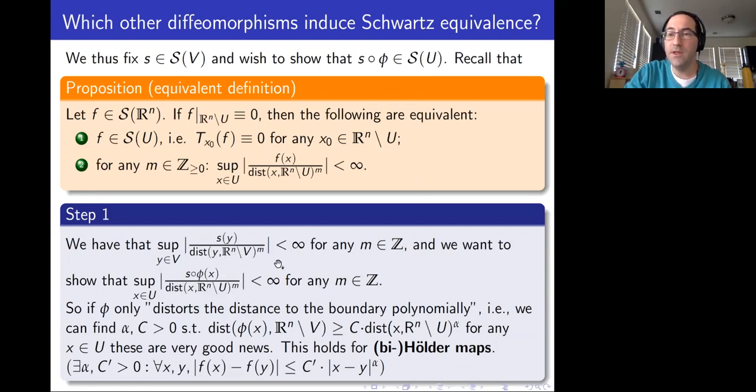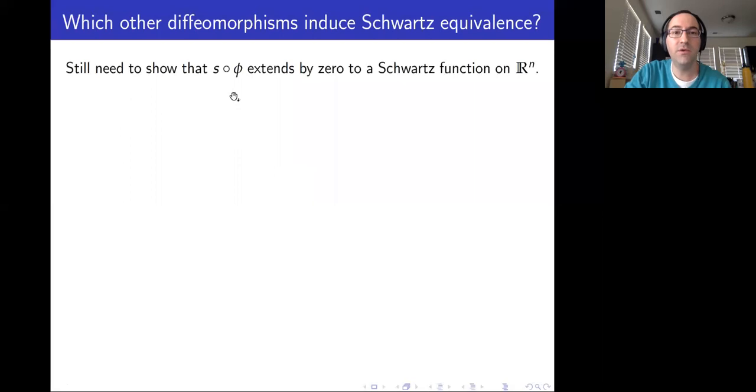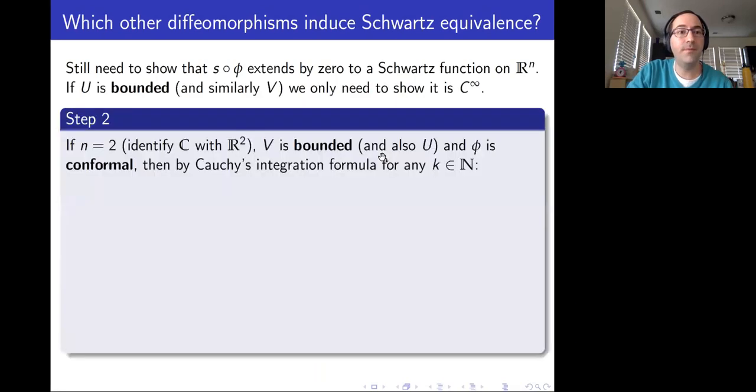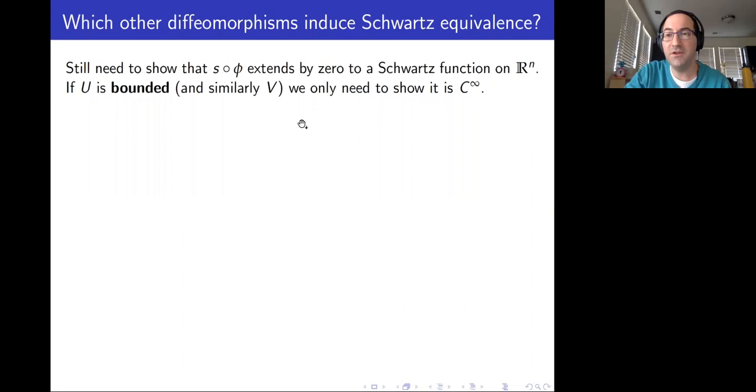So again, we have an assumption that if this phi is bi-Hölder, then at least the denominator can be somehow controlled. Still, we have a problem, because this proposition asserts that the function in the numerator, this S, is a Schwartz function on R^n, and the restriction to the complement is 0, right? So we still need to check that S composed with phi extends to a Schwartz function on the big space. And let's assume that U is bounded, and also V. So if both U and V are bounded, then we only need to check that S composed with phi is a C infinity function, right? Because a C infinity function on a bounded set is a Schwartz function.